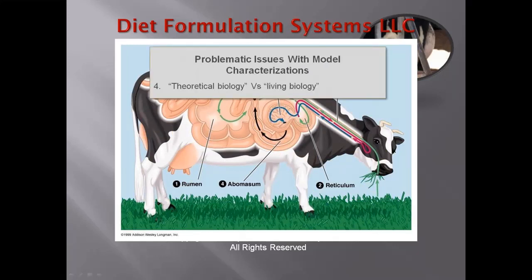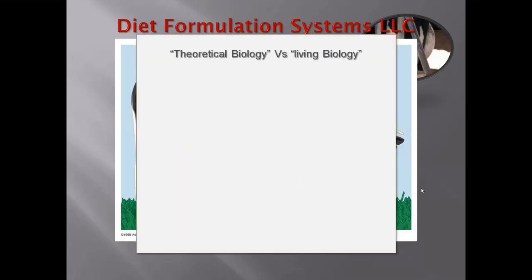Okay, let's spend a couple of minutes with theoretical biology versus living biology. Let's just throw out some terms and things we're going to look at in the next segment of this discussion. Probably the most important thing to remember is that models are not cows. And conversely, cows are not models. Cows are under no obligation whatsoever to perform as dictated by a model. They are living biology, they're the real thing, and they will give you a true and accurate response, indicating what they really are getting and what they're not getting.